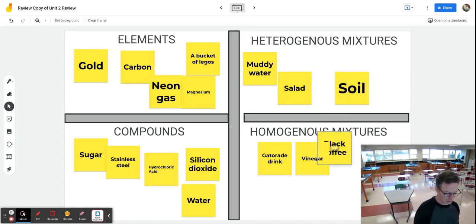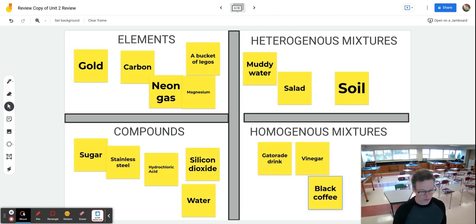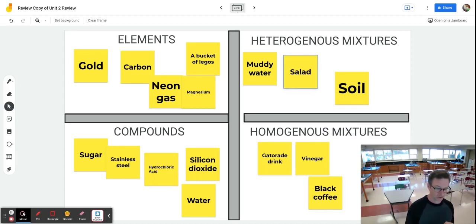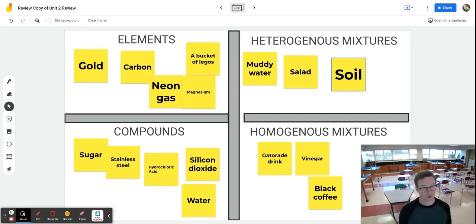Black coffee, again, that's a solution. Salad is heterogeneous because it's easy to pick apart. The parts are distinct and not uniformly distributed. And I've used the example here, soil is heterogeneous because it's not uniform unless it's been processed thoroughly to make it very uniform. But even then, I would argue that a lot of that is heterogeneous.